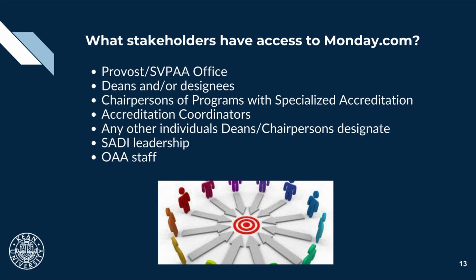I have compiled a list of stakeholders that have access to Monday.com. First and foremost, the Office of the Provost, Senior Vice President of Academic Affairs, has access to all 6 of the college boards. Second, your deans and/or designees, i.e., associate deans, assistant deans in some cases, have access to the board from your college. Third, all chairpersons of programs with specialized accreditation and designated accreditation coordinators have access to the respective board for your college. Also, any individuals that deans/chairs designate to have access can also have access to Monday.com by emailing me an assessment and access request. Lastly, the SADE leadership, our Senior Vice President of Administration, our Vice President of Administration, and our Associate Vice President of Administration, as well as OAA staff.